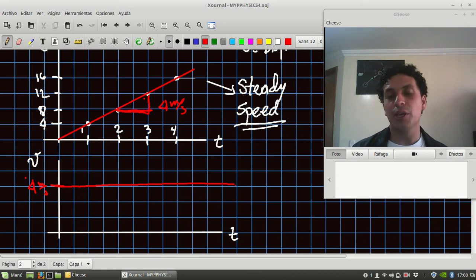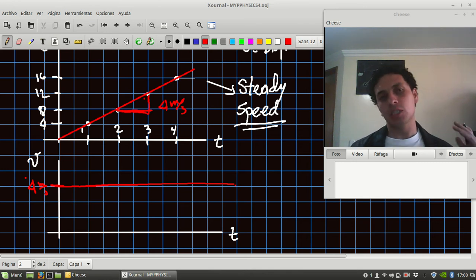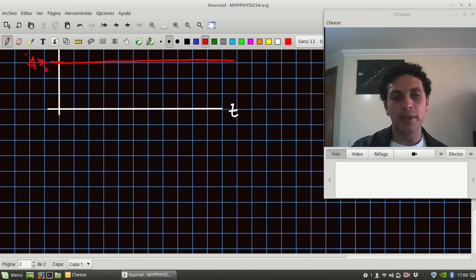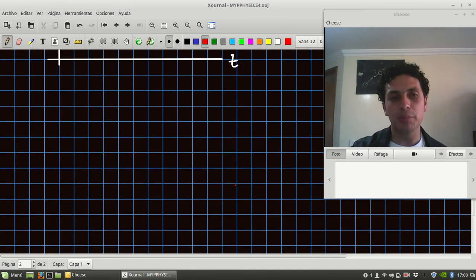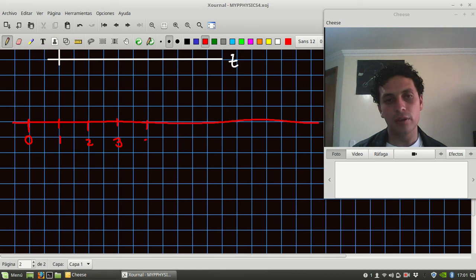When you have a steady speed, that is highly used in problems, but it's not the only one. We're going to see the other form. Now let's imagine that this is what is happening to you when you're moving. So you're here. Let me put 0, 1, 2, 3, 4, 5, 6, 7, 8, 9, and okay, 10.